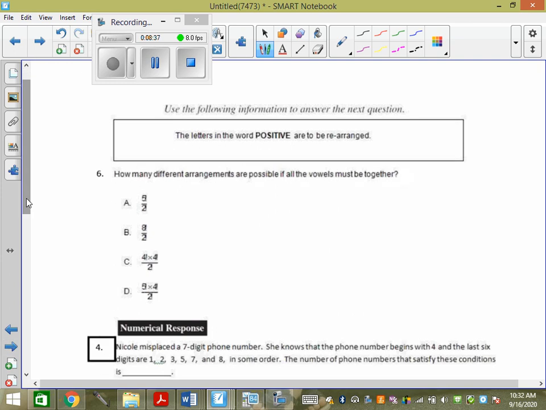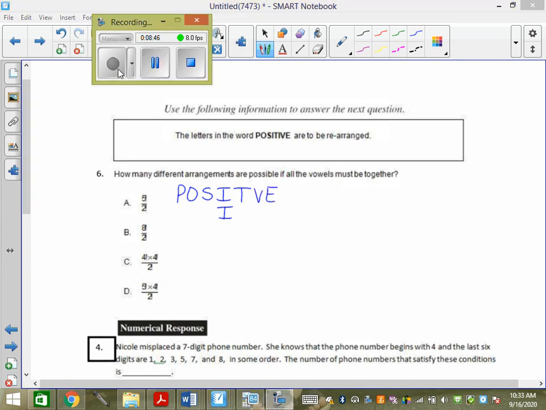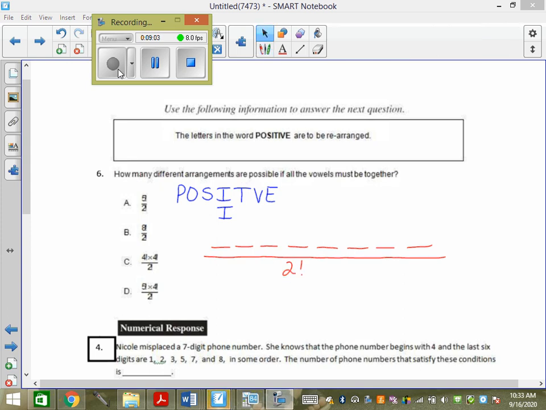The word positive, P-O-S-I-T-I-V-E. So, how many different arrangements are possible if all the vowels must be together? There are 4 vowels. There are 8 letters. Before I do any work, at the bottom I'm going to put 2 factorial so I don't forget the 2 i's. Because often you forget that if you don't do it in the very first step.